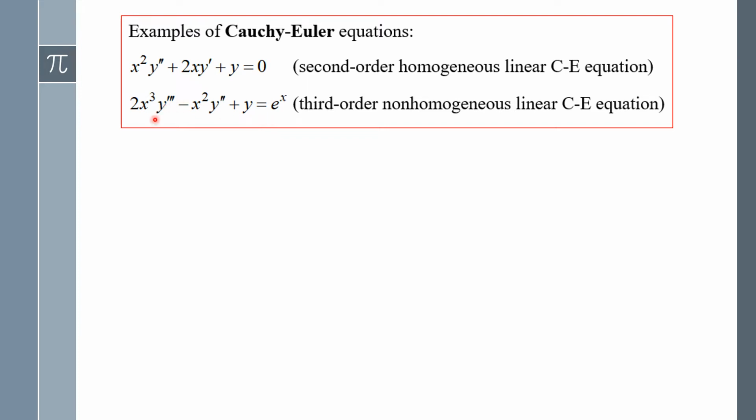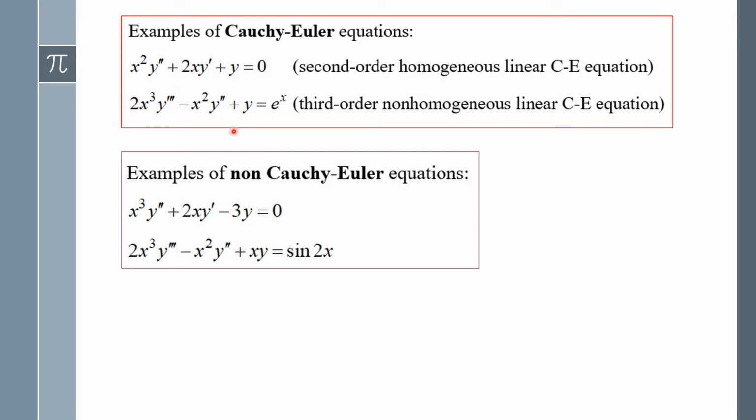For the first term, the degree of x is 3, matches with the order of differentiation of y, which is also 3. For the second term, the degree of x is 2, matches with the order of differentiation of y, which is also 2. And for the last term, the degree of x is equal to 0, matches with the order of differentiation of y, which is also 0. Notice that the y prime term is missing because the constant for the coefficient of y prime is 0. And that's the reason why the y prime term is not listed in this equation.